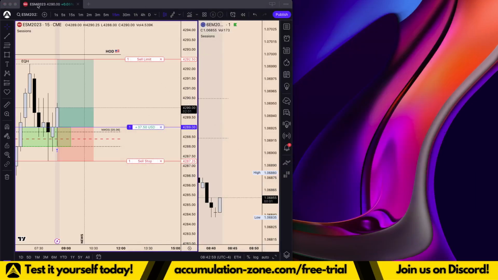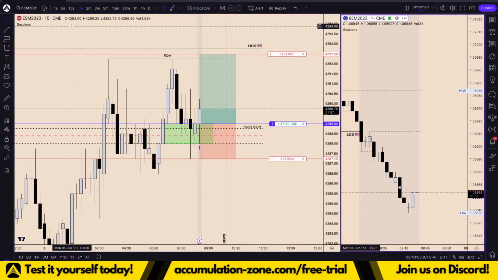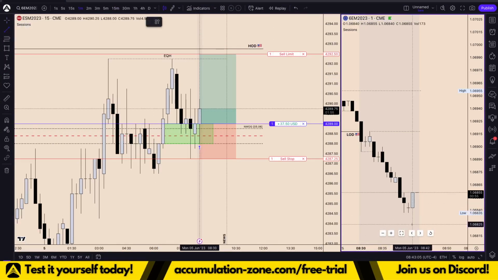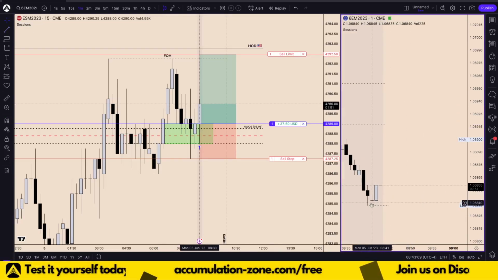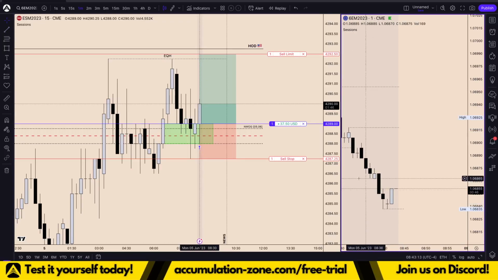Alright, so let's zoom in here again. Looks like we're forming a short-term low, so we're going to keep track of that. So if this low is broken, we move over to new market structure.